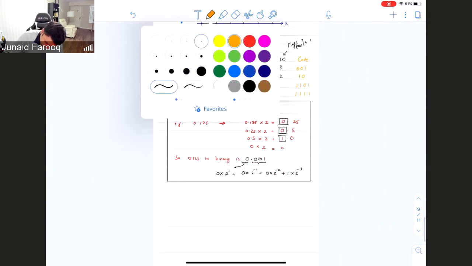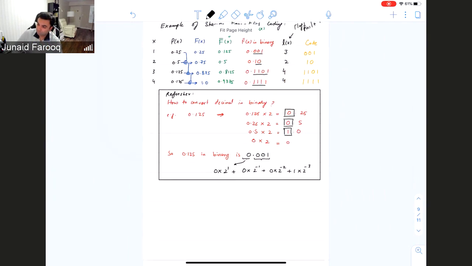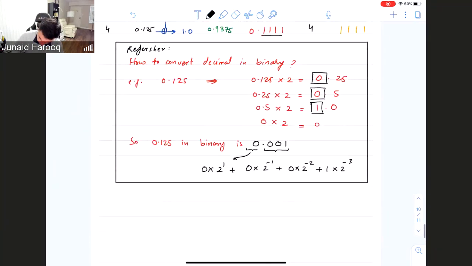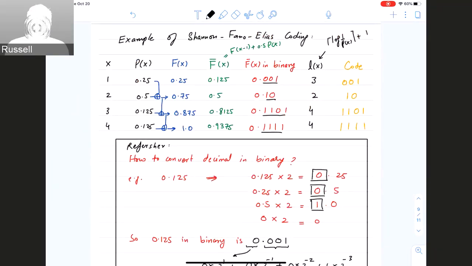Okay, we can take another example here. That is a remarkably clever system.